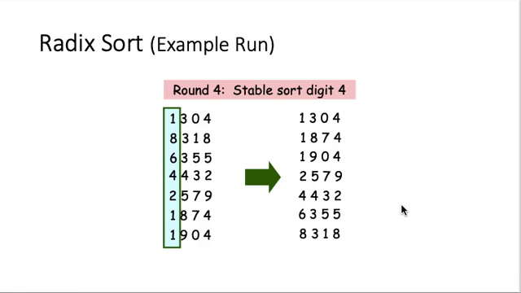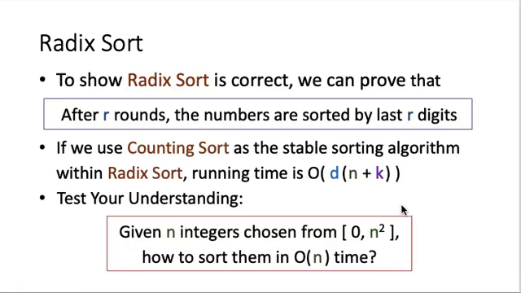Now, this is quite amazing. If it is the first time that you came across this method, you may wonder why it is correct. In fact, it is correct. It is due to the following fact. We can prove it by induction. We can show that after R rounds, the numbers will be sorted by the last R digits.